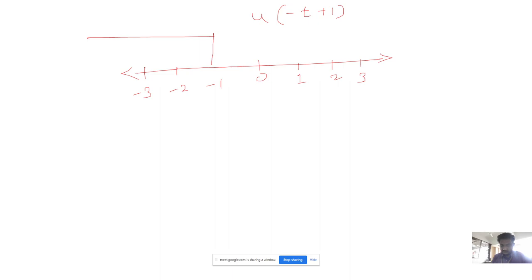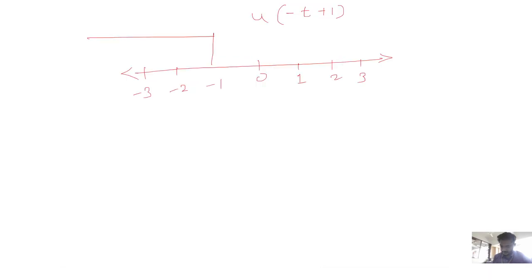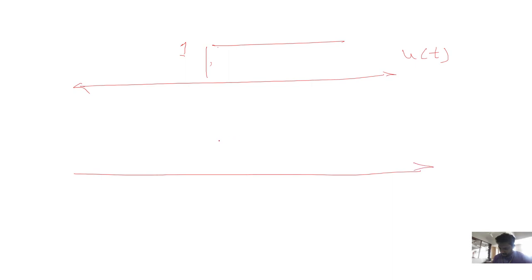Okay, so this we have seen. I hope my screen is visible to you all. Now we have seen how to change the signal in time. Now let's talk about the amplitude. My signal is something like this. This is u of t, right? Its amplitude is 1, but not always will the amplitude be 1. Sometimes it will be something like this, so it will not be u of t, say x1 of t.